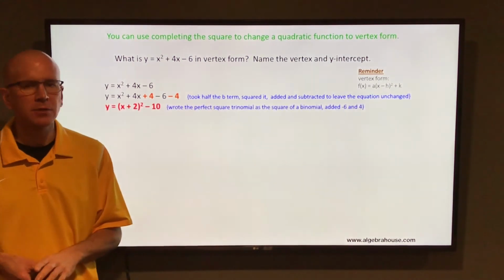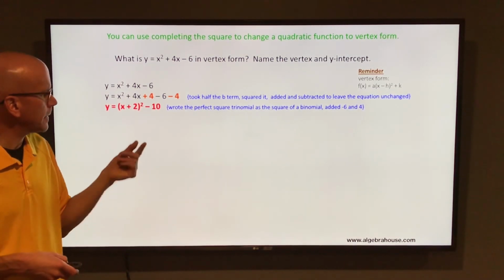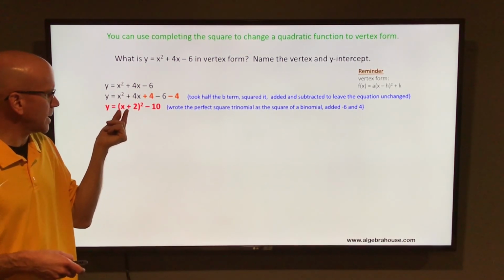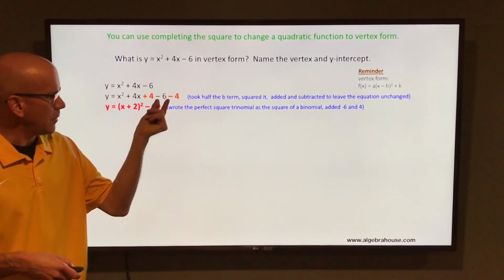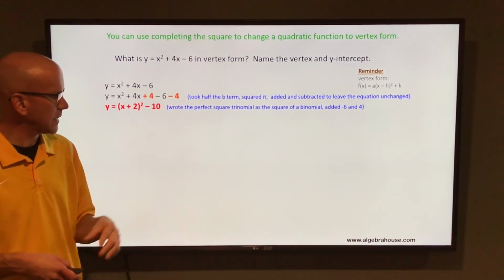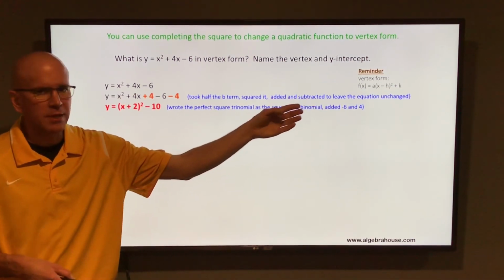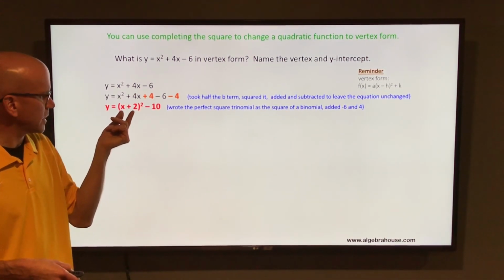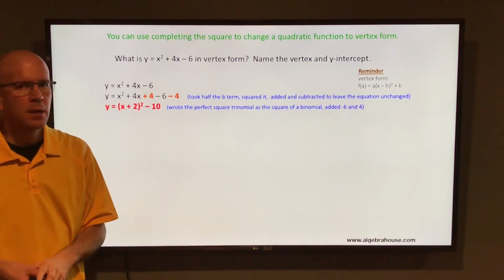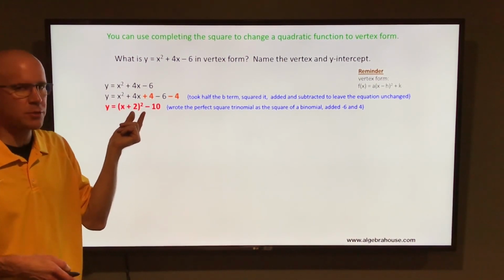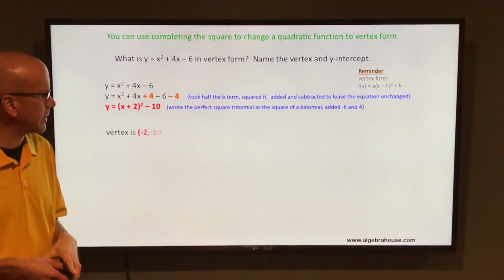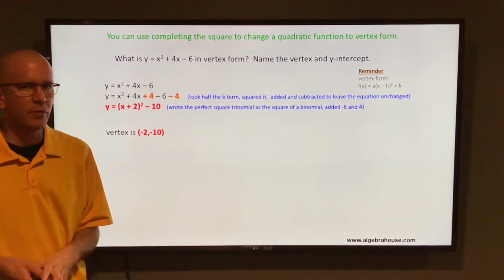That factors into x plus 2 squared. The square root of x squared is x, the square root of 4 is 2. Those are the two terms of the binomial. And on the end, negative 6 minus 4, that is negative 10. That is vertex form, a times x minus h squared plus k. So here, the x coordinate of the vertex, that's x plus 2 there. The x coordinate of the vertex would be negative 2, and the y coordinate of the vertex would be negative 10.